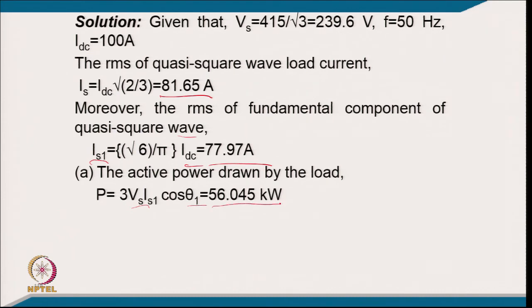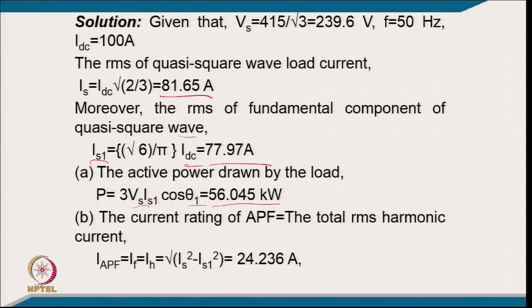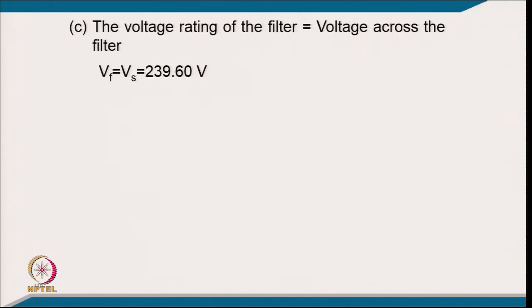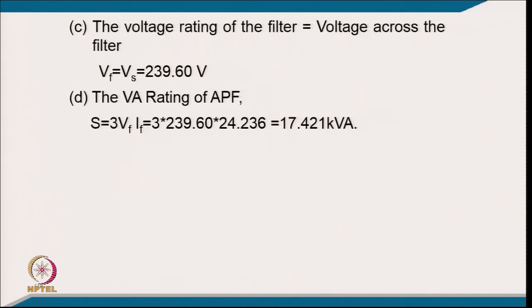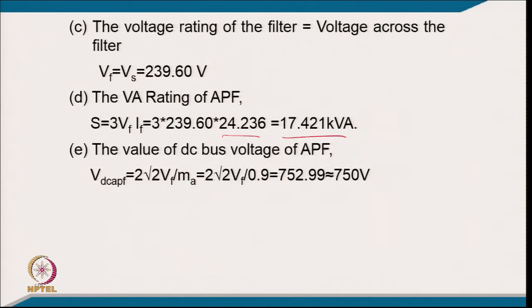The active power drawn by the load will be 3 Vs IS1 cos theta 1, so it comes to 56.045 kilowatt. The current rating of the active power filter is the total harmonic current, that is IAPF equal to IF equal to IH, under root IS squared minus IS1 squared, and that is 24.236 ampere. The voltage rating of the filter will be the voltage across the filter, that is 239.6 volt, and the VA rating of the shunt active filter will be 3 VF IF, that is 3 into 239.6 into 24.236. So, it comes to 17.421 kVA, and the value of the DC link voltage from this relation corresponds to typically 752 volt.